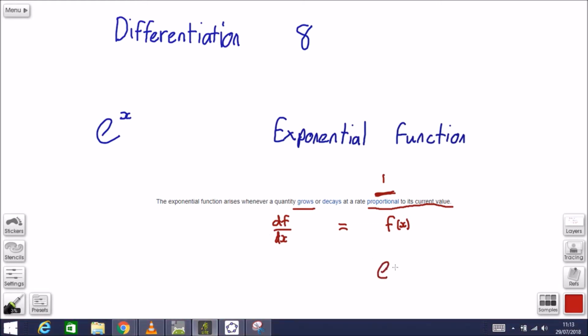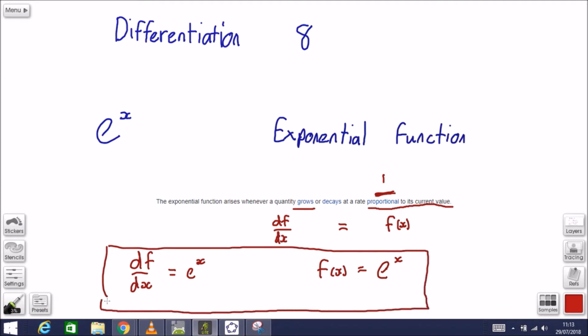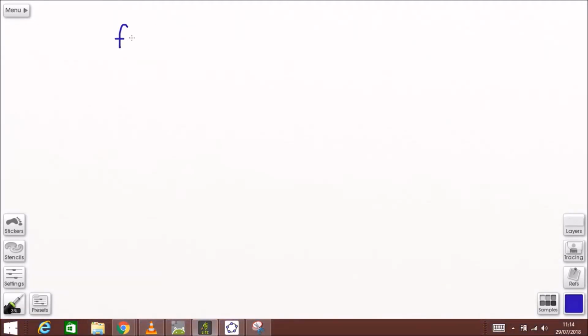So if we take the exponential function, what we're saying is that the function is e to the x. And if we derive that function, the rate at which it changes is also e to the x. So this leaves us with probably the easiest differential rule that there is, that it doesn't change. So to solve this equation, if you've got the function e to the x, the answer is the derivative is e to the x. We're done.